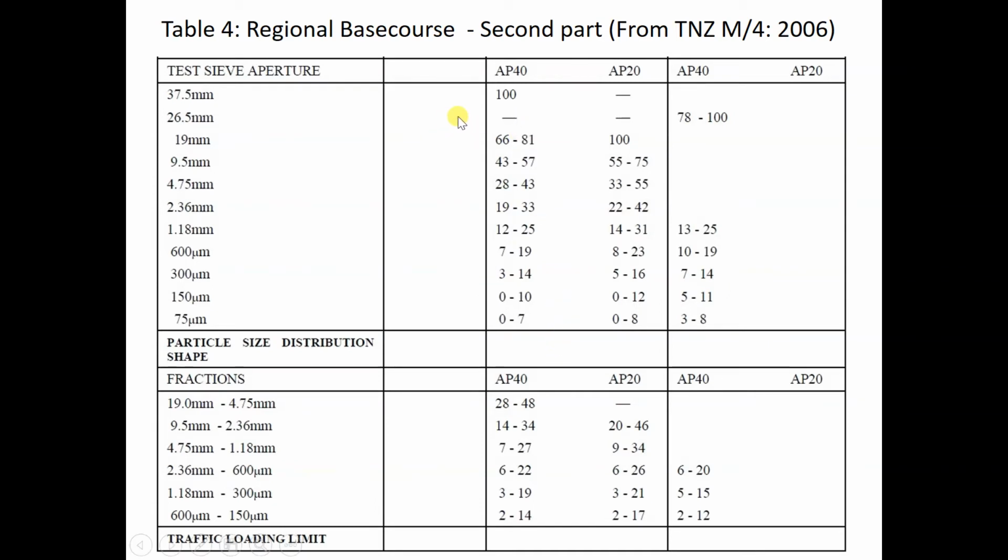For the different types of aggregates, the sieves for AP40 and AP20 have required sizes at the different sieves. On the test sieve, they have stacks of sieves, and then they need to have the cumulative amount of content on each, which we will look at later on.